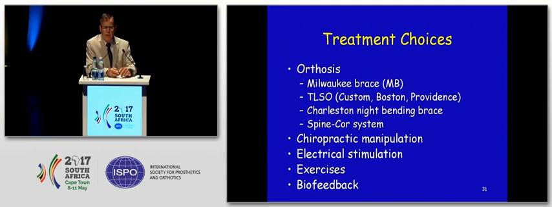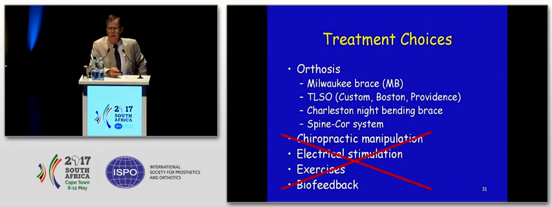And the SpineCor system, becoming popular now because it seems easy, they will admit in their literature that they have not proven progression in their patients before instituting brace treatment. So be suspect about their advocating that. What about chiropractic manipulation, electrical stimulation, and exercises and biofeedback? No effect. Don't waste your time.